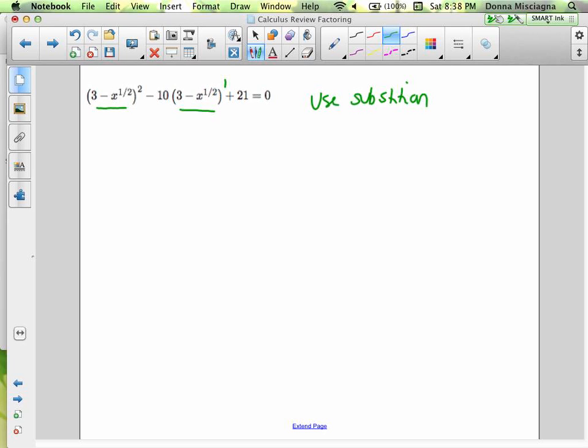And why? Because it's nicer to look at. Use substitution. So let w equal (3 minus x to the 1/2 power). That means w squared is (3 minus x to the 1/2 power) squared. No matter how ugly it looks inside the parentheses, if one is just the other squared, go ahead and use substitution.